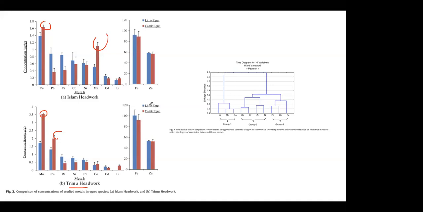So we used the cluster analysis to figure out the sources of the contaminations of the heavy metals. You can see here that the cluster analysis revealed 3 groups. In our previous paper, lithium, manganese, and copper are coming from the same sources. Group 2 revealed that cadmium, chromium, zinc, and nickel are coming from the same sources. And group 3 suggests that lead, copper, and iron are coming from the same sources.